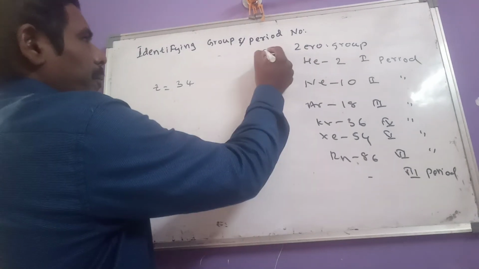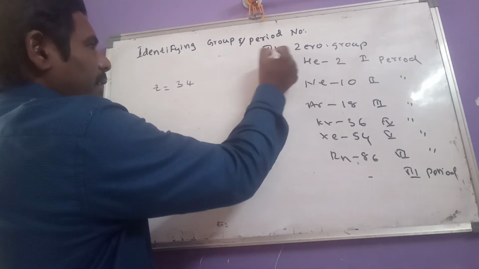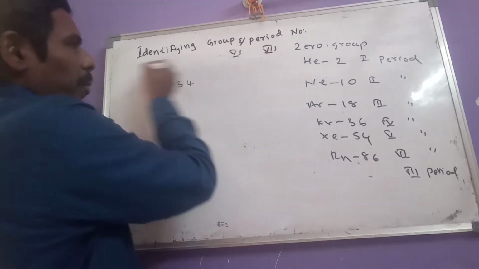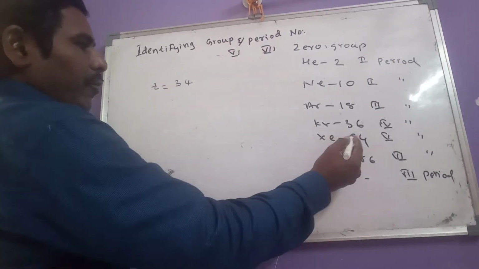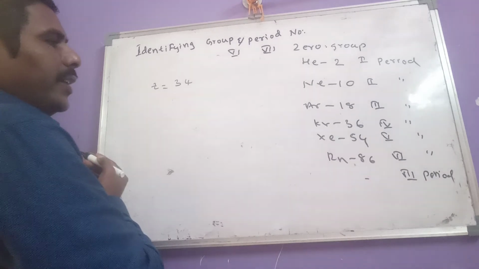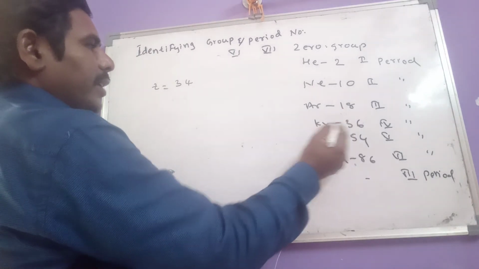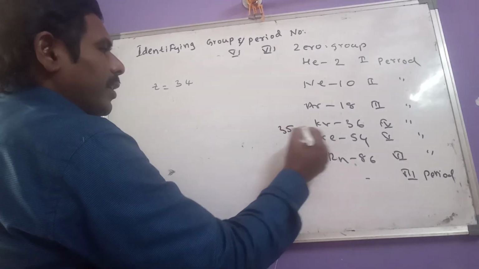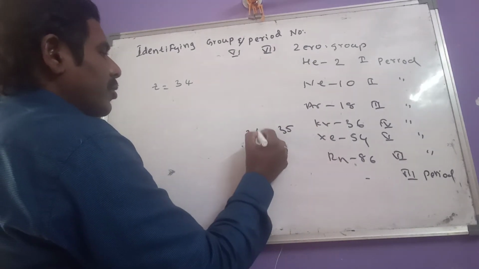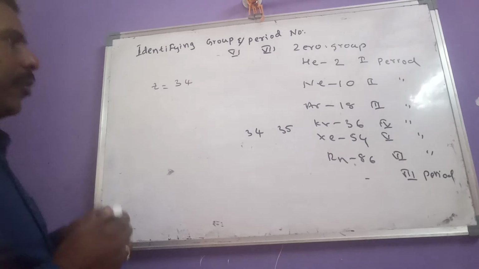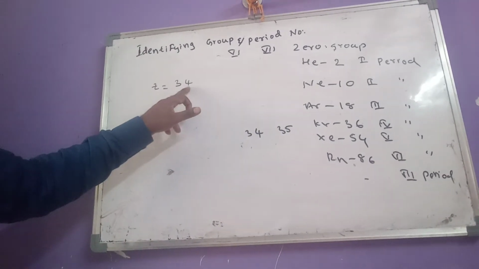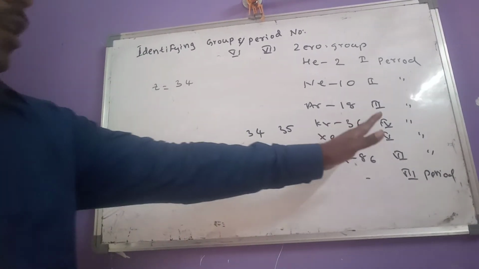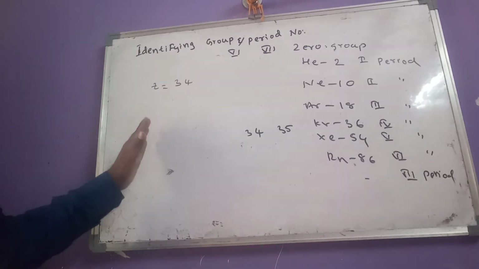So zero group, and prior to that the seventh group and sixth group, like that are there. So we have to move in the left side direction. Here, 36 is zero group, the seventh group element has atomic number 35, and here the sixth group element has atomic number 34. So now see here, Z of 34 means we have to come back 2 steps backward.